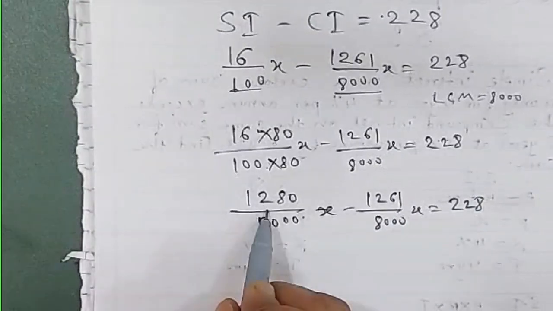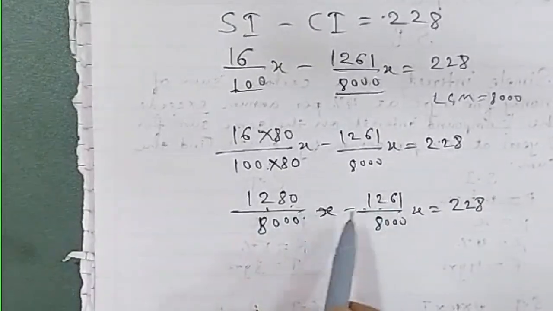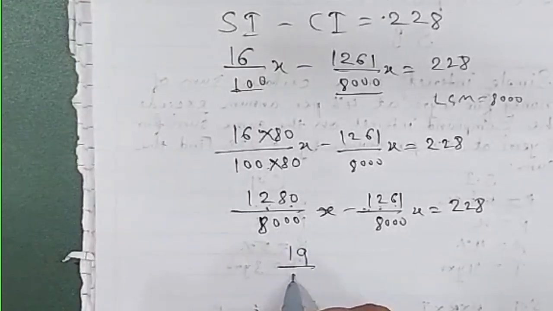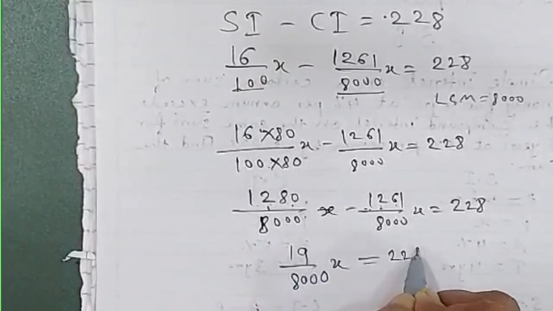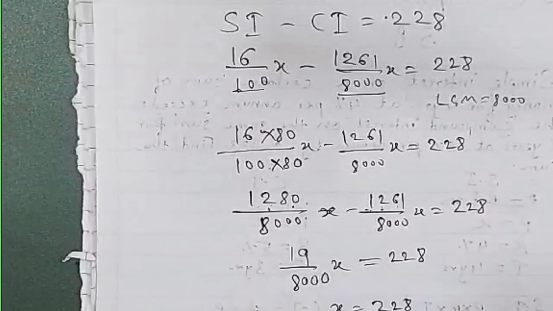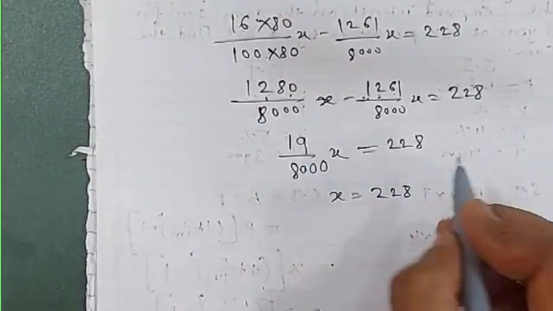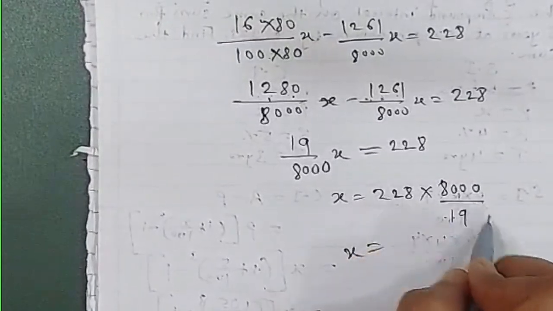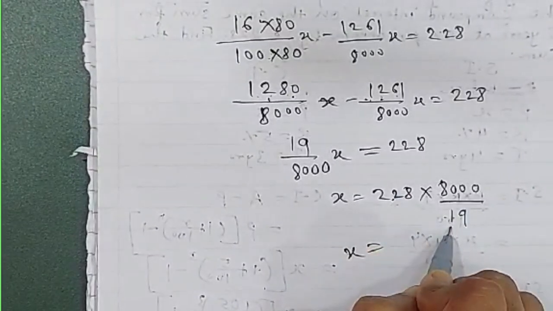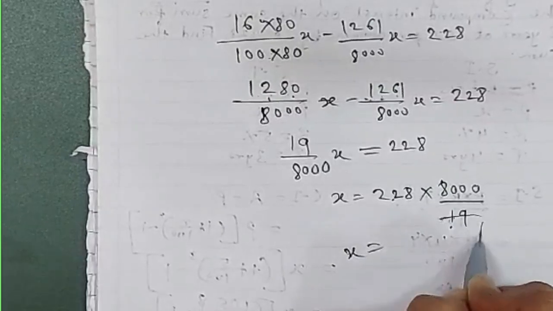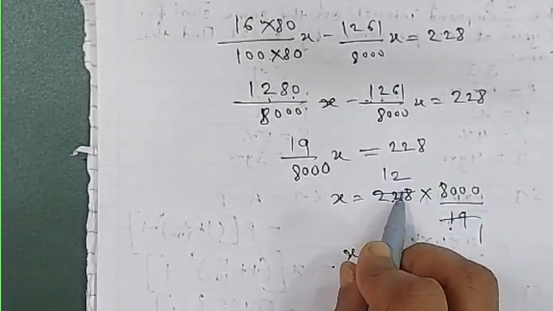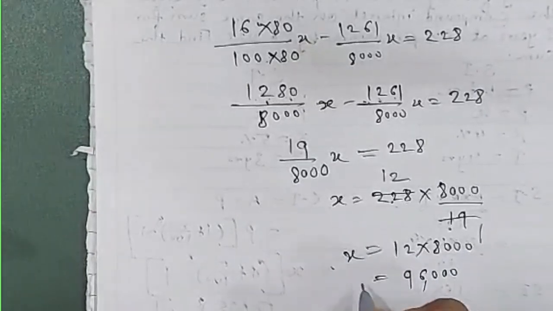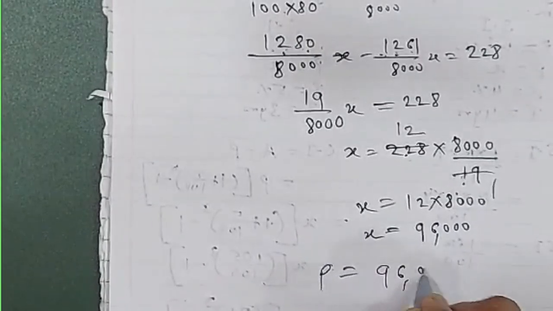When 1261 is subtracted from 1280, we get 19. We get 19 upon 8000 X is equal to 228. Now this will go to the right hand side, so we take the reciprocal: X is equal to 228 into 8000 upon 19. In such situations, children, you must always check whether the number is divisible or not. 19 ones are 19 and 19 12s are 228. So now 12 into 8000 you have to do, and you will get 96,000. So X, the principal, is equal to 96,000. Thank you.